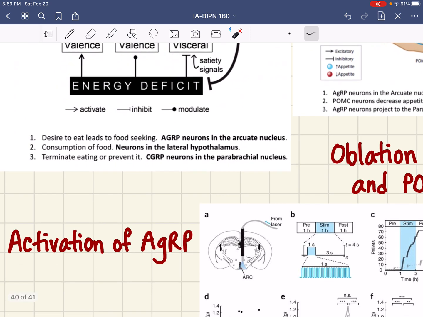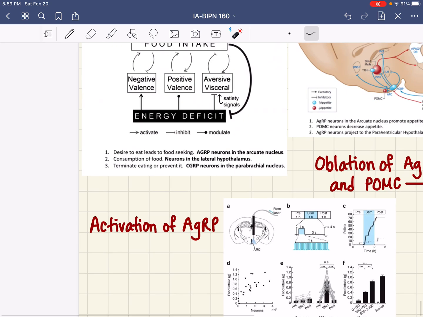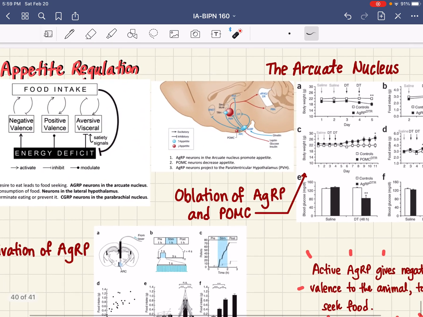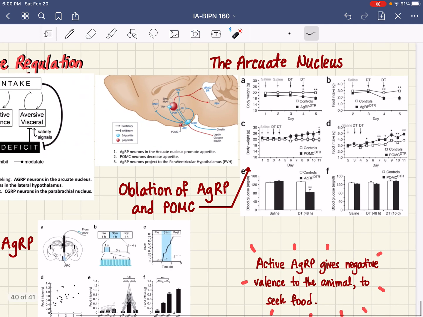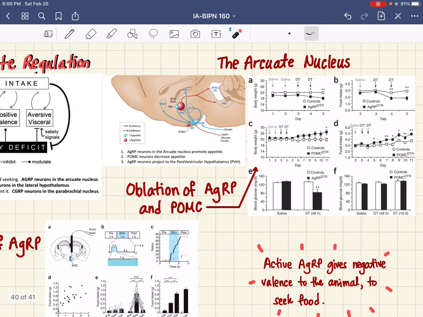And then terminating eating or preventing it, so like not wanting to eat it because it tastes bad or just feeling full and stopping to eat, has to do with the CGRP neurons in the parabrachial nucleus. Okay, now let's talk about the arcuate nucleus first, and then we'll go on to the other ones.